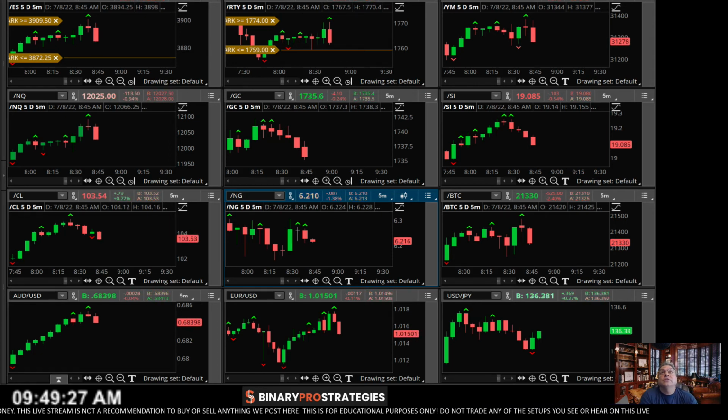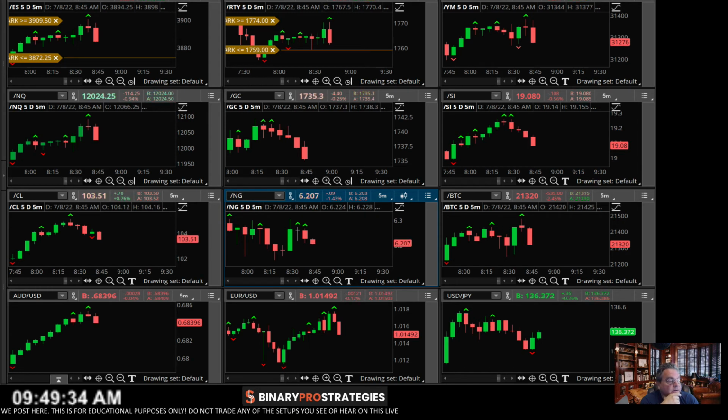Doesn't look like it's going to hold. Looks like it's going to reverse, so that would wipe out the possible buy. Let's just see how it prints out here.